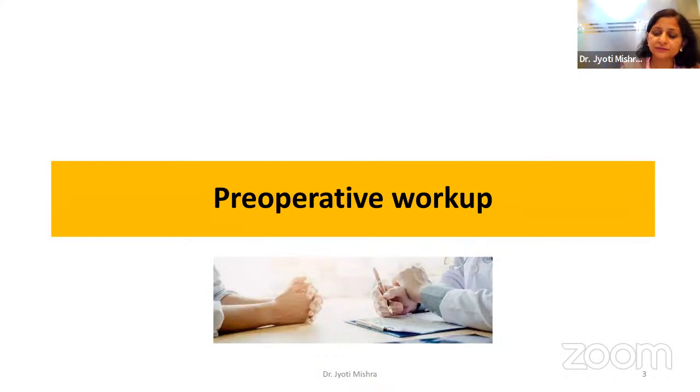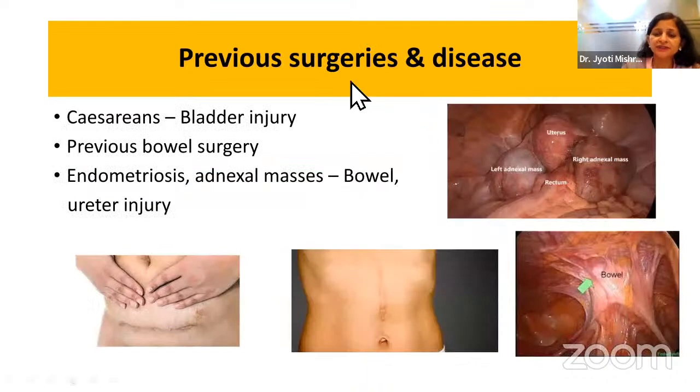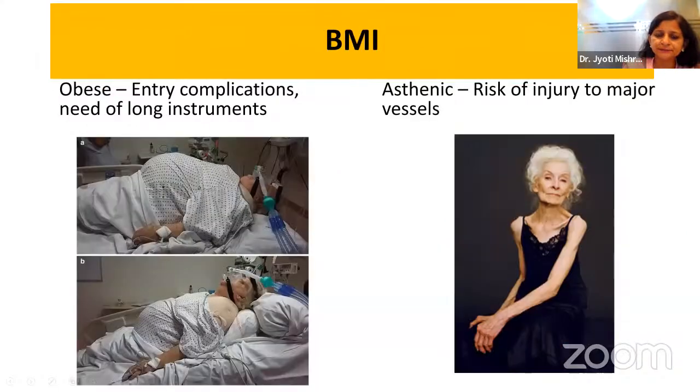The success of a surgery starts right from the preoperative workup when the patient sees you for the first time in the OPD. In the history we look at, I'm talking especially focusing on the beginners and the people who are learning, previous surgeries and diseases. Women with previous cesareans, here we are worried about bladder injury, previous bowel surgery. Is the patient having endometriosis, adnexal masses, PID? These patients are at high risk of bowel and ureteric injuries.